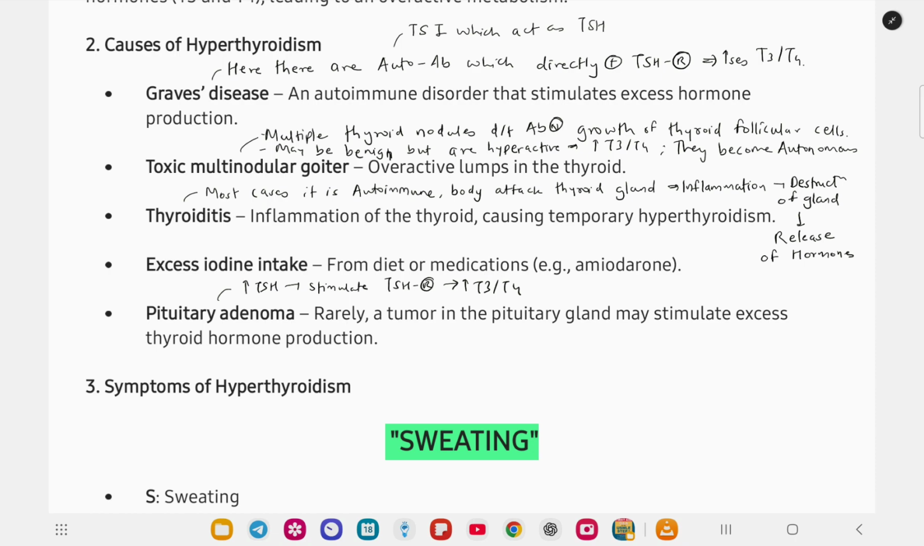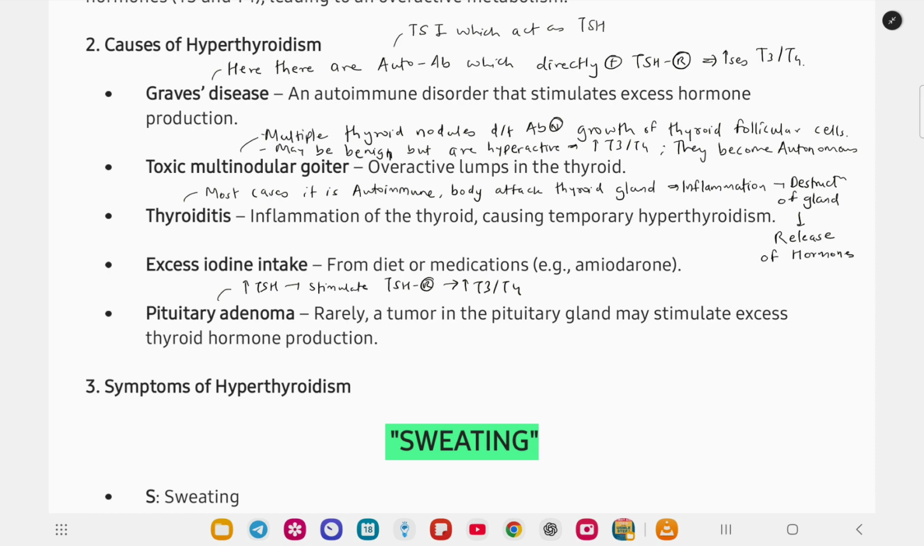Then the next cause is thyroiditis. It is an inflammation of the thyroid gland. In most cases, it is an autoimmune condition. The body attacks the thyroid gland, which leads to inflammation and destruction of the gland, which releases hormones from the gland into the blood, causing temporary hyperthyroidism. Then there is excessive iodine intake from diet or medications, for example, amiodarone. This excessive iodine intake will increase thyroid hormone from a source other than the thyroid gland.